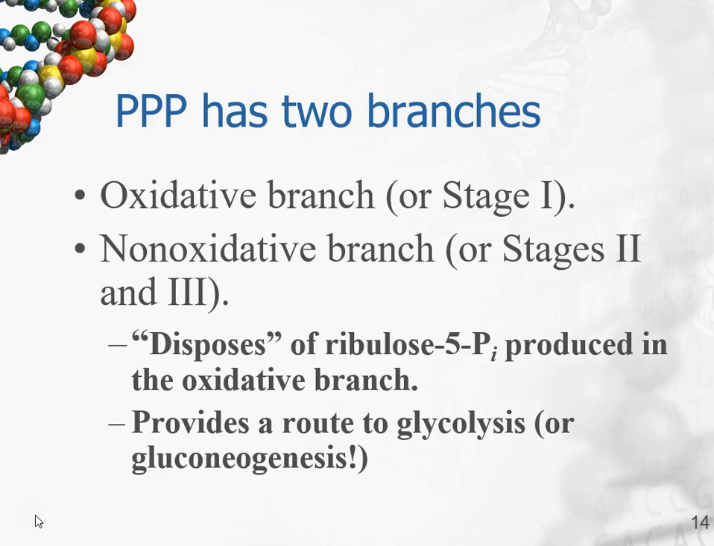So that was a summary of the oxidative branch of the pentose phosphate pathway. In the next video, I will show how the product of stage 1, the ribulose 5-phosphate, is transformed into other carbon intermediates in stages 2 and 3.